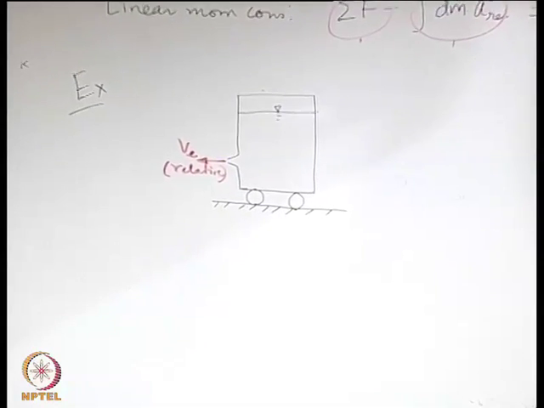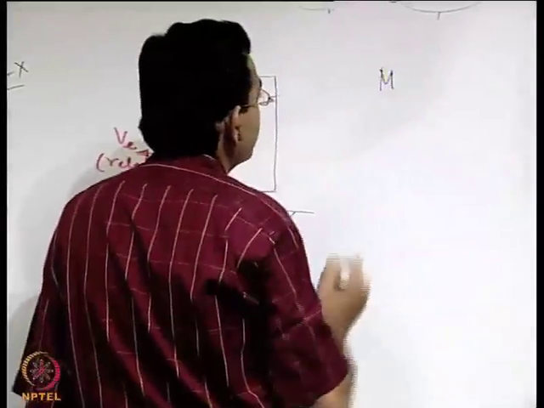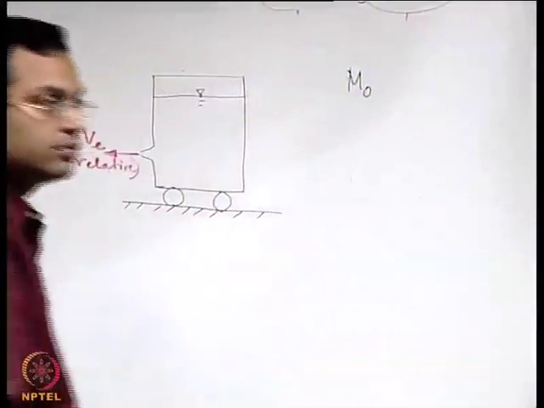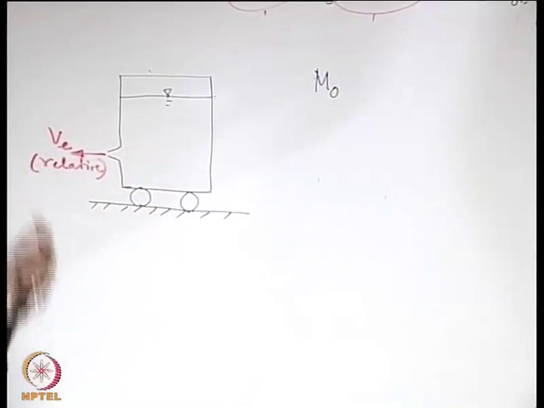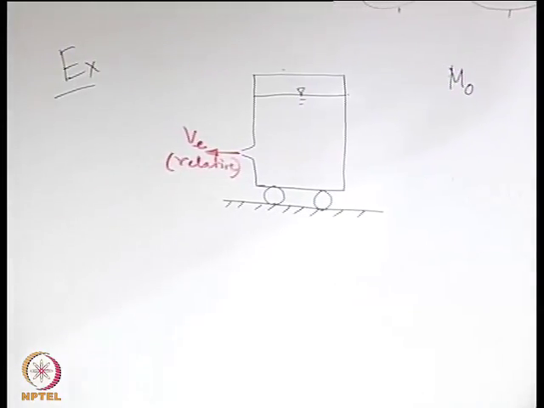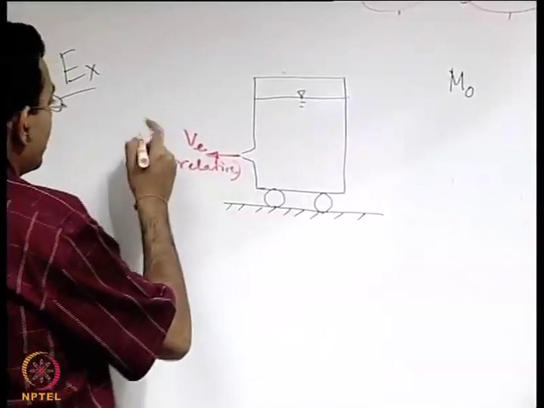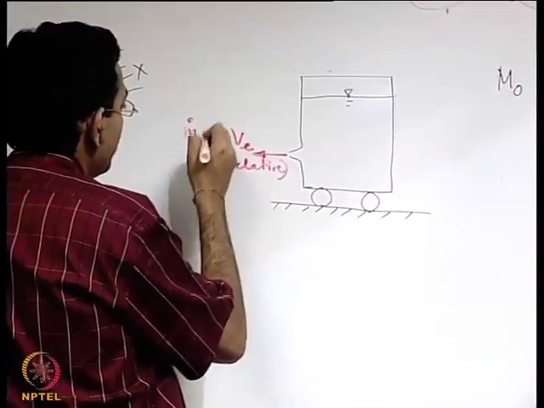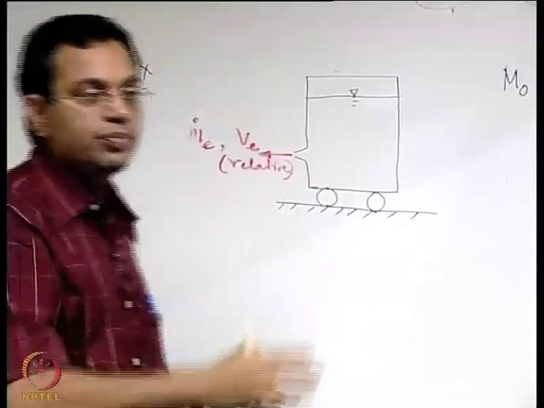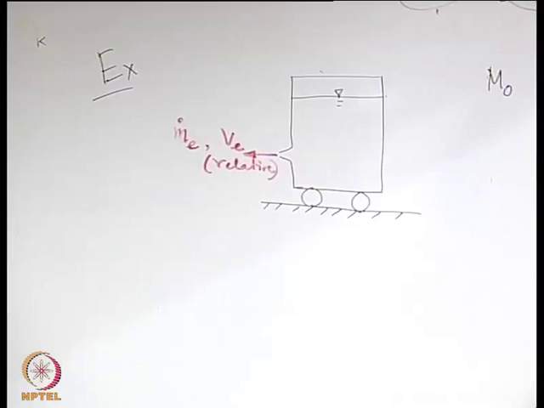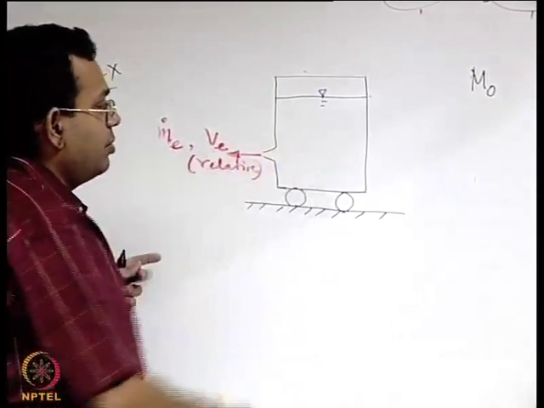The initial mass inside it is m naught. This includes the mass of the water plus the mass of the tank, and again the water is assumed to come out at a rate of m dot e. I am trying to draw an analogy between this problem and the rocket problem that we have done. So, some mass is coming out.